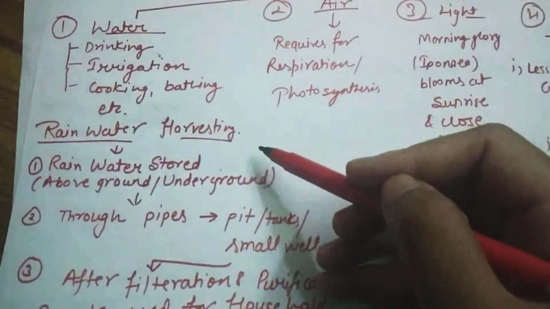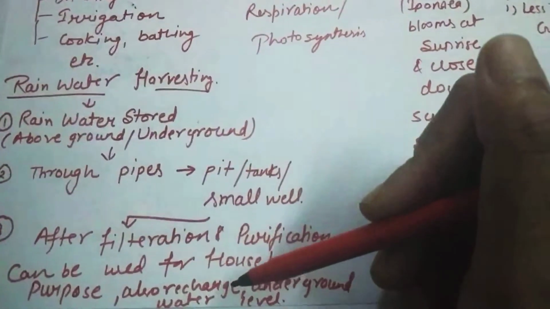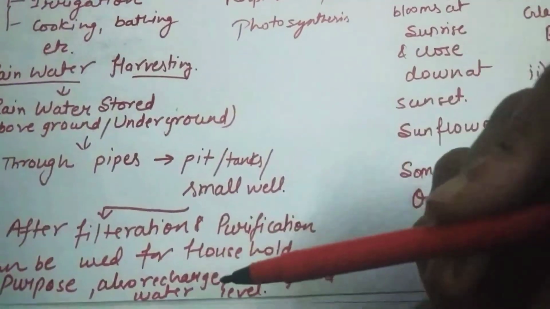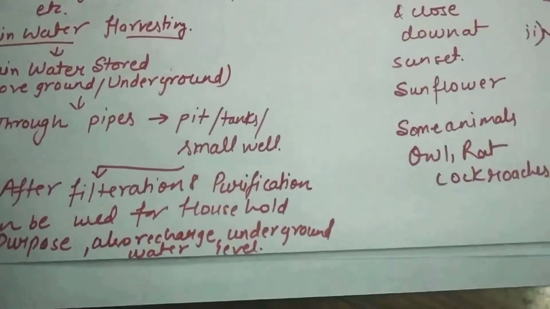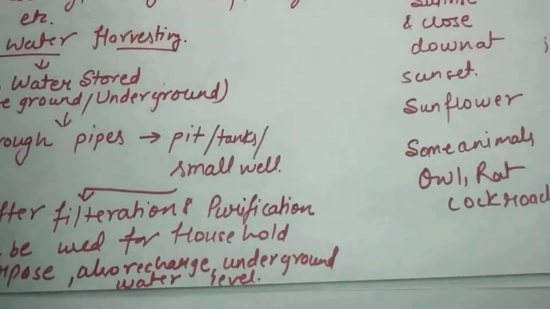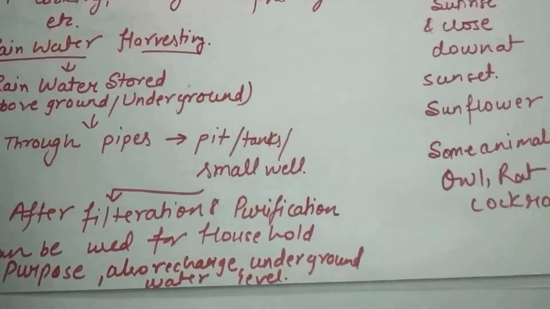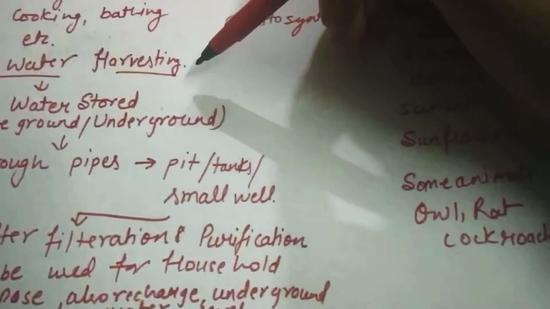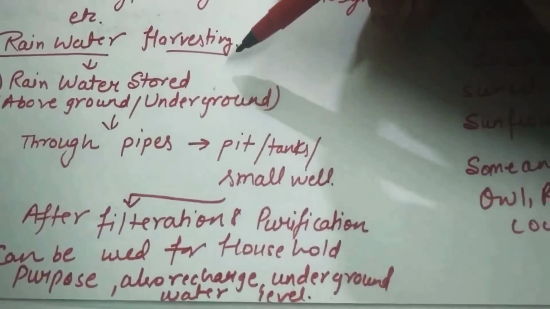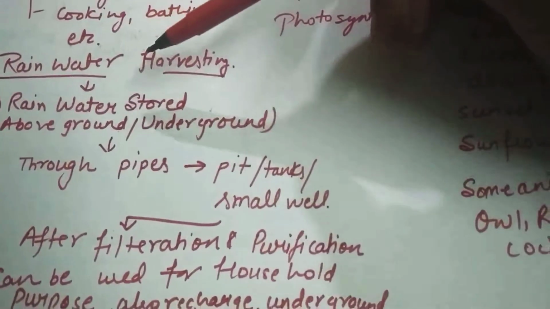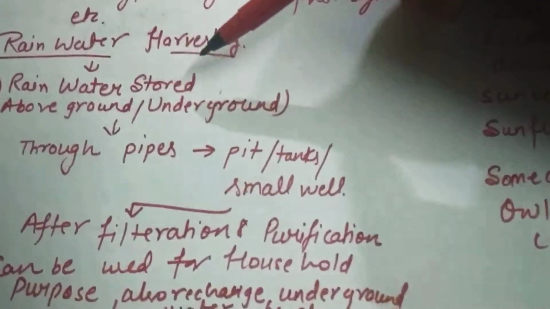Here is a term which is explained in your book also, and I am explaining it here. Because it's a little bit tough topic, if any doubt remains, then you can ask me directly in the comment box or even in the Google Classroom. Okay, so the topic is rainwater harvesting. What happens in rainwater harvesting? Harvesting means farming, as you know.